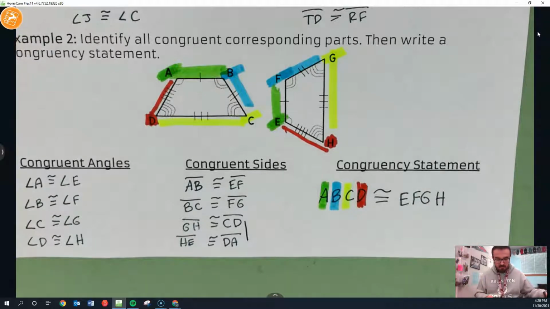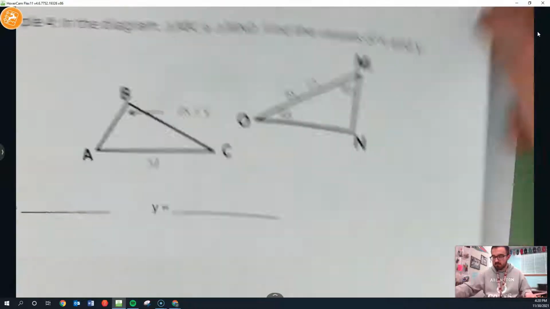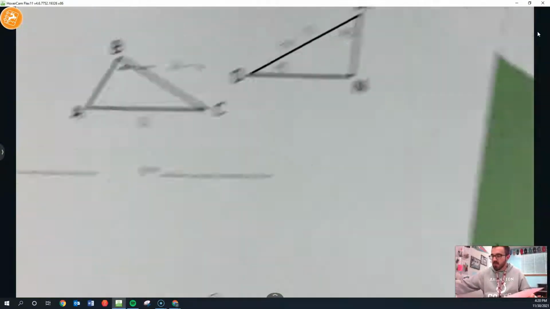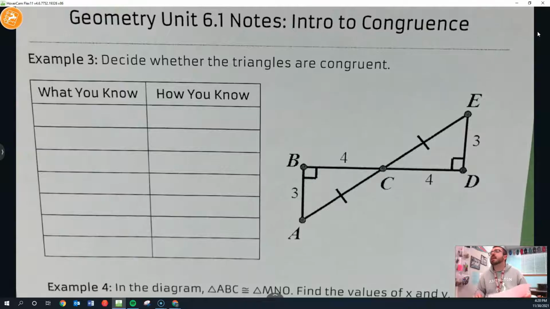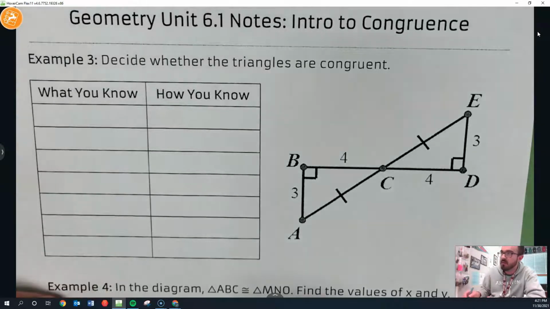Okay? Example 3. Let's take a look. So now we have these triangles, right? We're trying to decide, are they congruent? Well, let's just first of all start naming some things we know about the triangle. Well, if they're going to be congruent, we need to have 3 angles congruent to each other and 3 sides congruent to each other. So let's just start naming what we know according to our picture. Okay, you might pause the video and try to name what you know and how you know it.